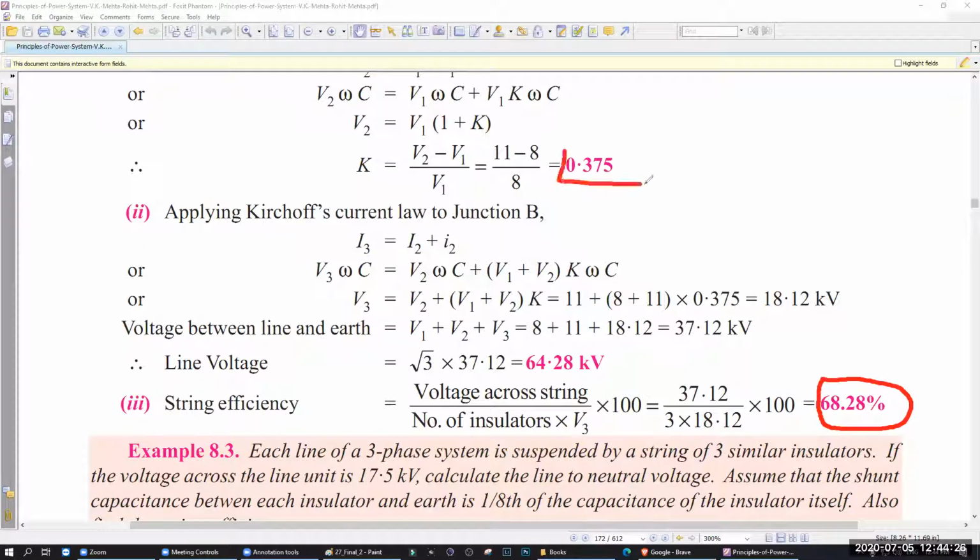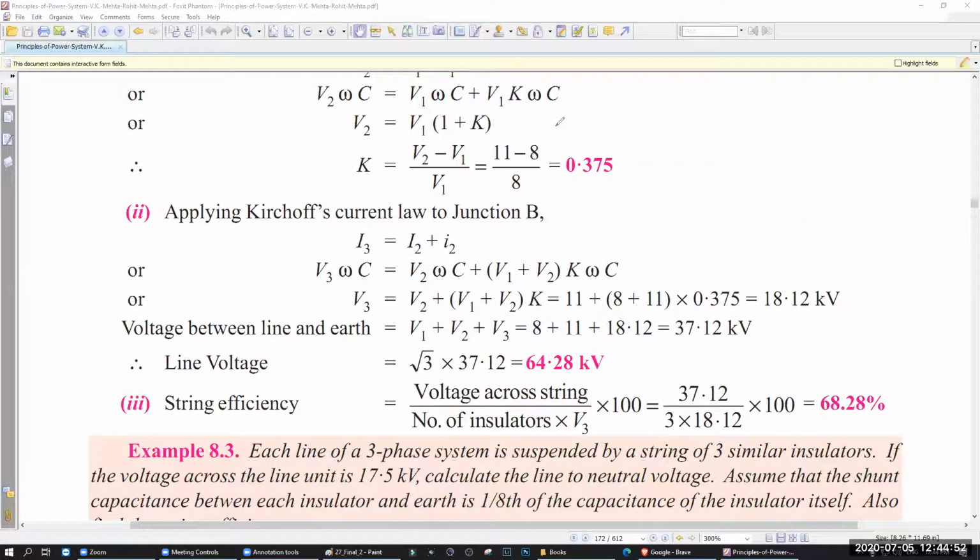Because of the K. What is the K here? What is K? 0.375, right? I want you to understand this very carefully. That is, your K is 0.375 and your efficiency is 68%.